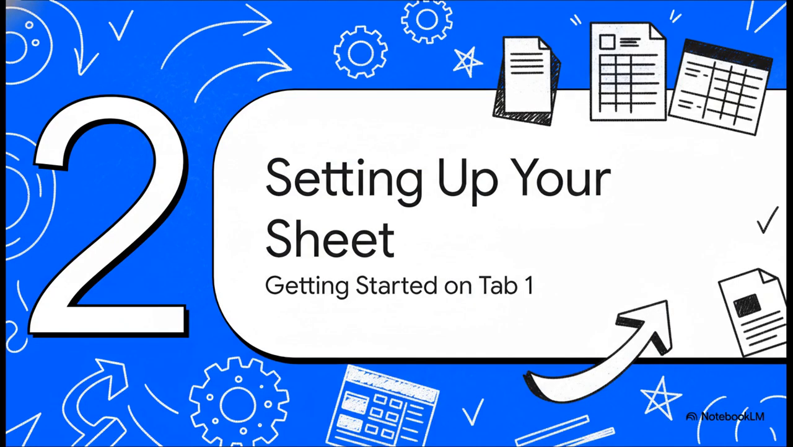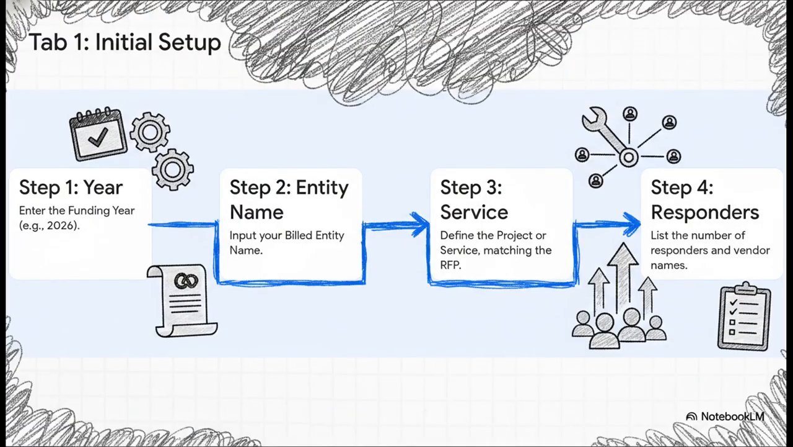Okay, let's get our hands dirty and actually set up the worksheet. We're going to start on tab 1, which, trust me, is the easiest part. It's designed to get you up and running in no time. On this first tab, you just need to plug in 4 pieces of info. First, the funding year. Second, your organization's name. Third, the project description, and this is important. Make sure it matches your RFP exactly. And finally, just tell us the total number of bids you got and list out each vendor's name.